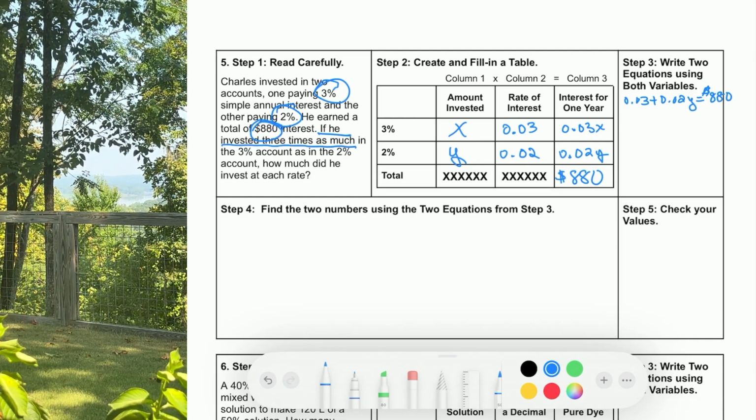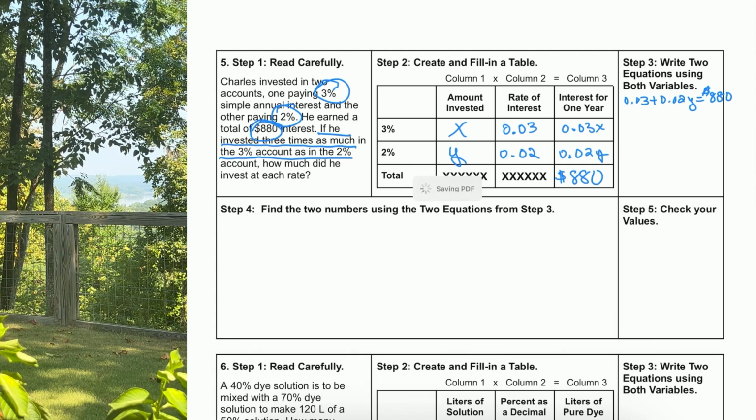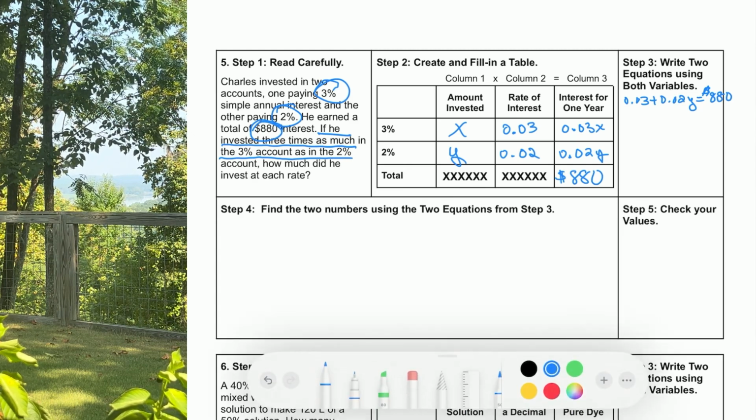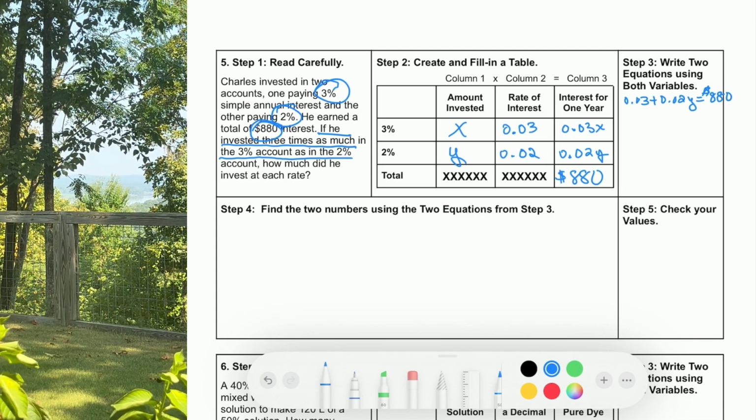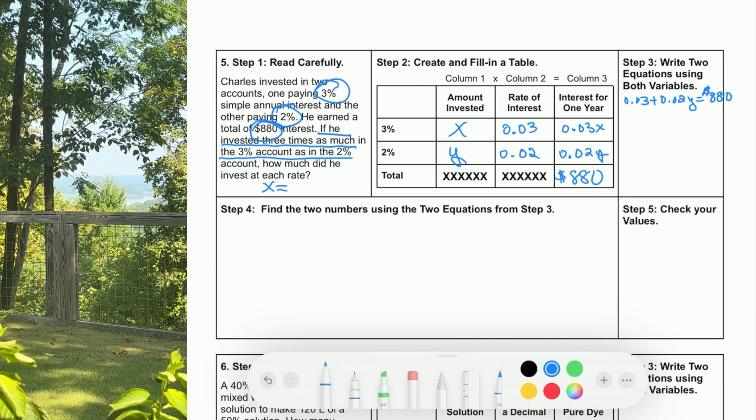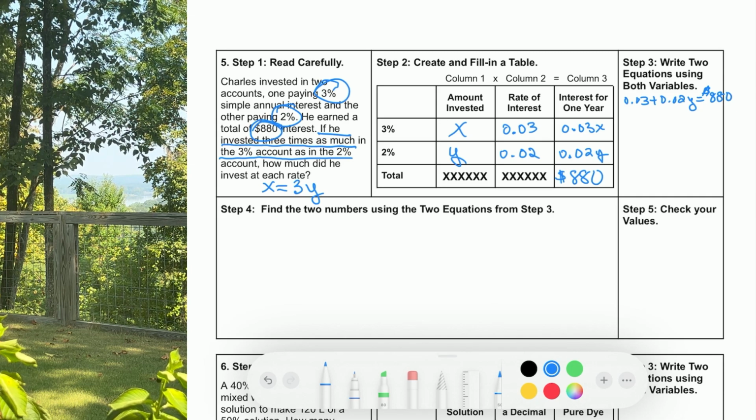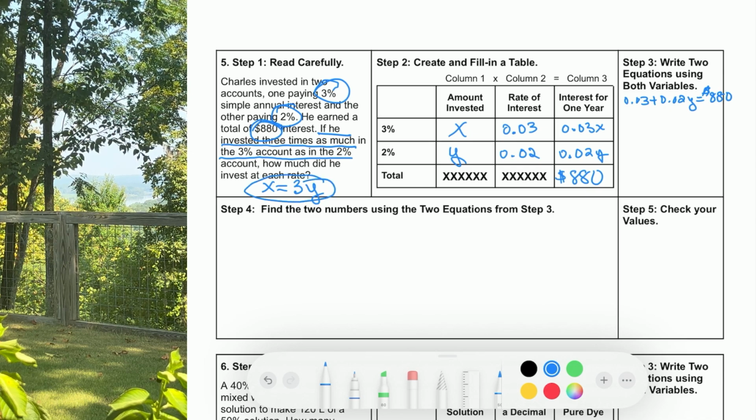It says if he invested 3 times as much in the 3% account as in the 2% account, so 3 times as much. All right, so if he invested 3 times as much in the 3% account, so that's our larger account, as in the 2%. To make them equal, I would need to multiply my 2% account, which is y, by 3, because it said he put 3 times more in the 3% account. So that means I need to multiply the 2% account by 3 to make them equal. So this is actually going to be our second equation, x equals 3y.